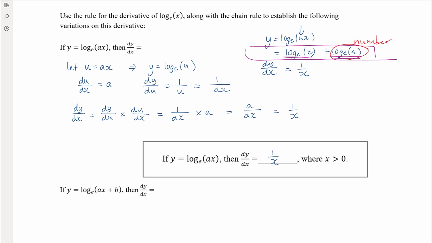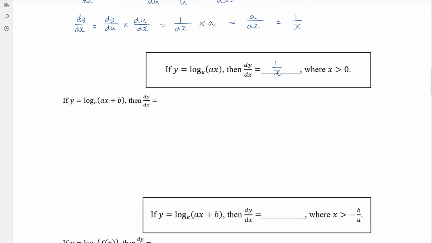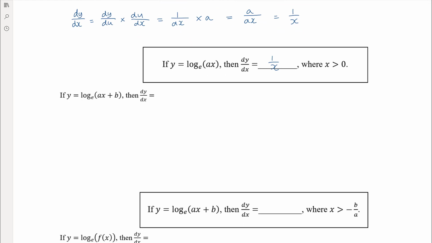So this is a really interesting point about derivatives of logs. The derivative of log e of ax is just 1 on x, because, thinking about the chain rule, it is 1 on ax multiplied by a, which is the derivative of the inside. And so you just get 1 on x. Where we need to be careful is in this next one. I'll do this one the long way around as well.